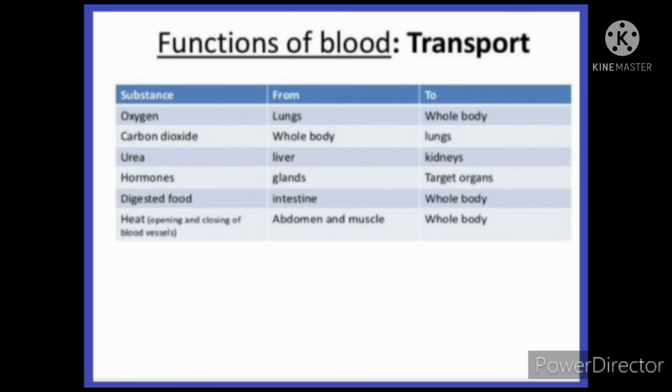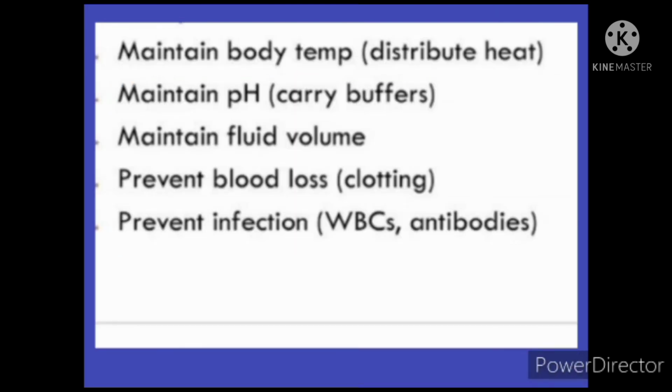Now the other functions of blood are: the white blood cells act as soldiers of the body by killing bacteria and other germs. Thus, the blood protects our body from the attack of foreign bodies and disease-causing pathogens. Blood has a property of clotting, which prevents excessive blood loss also.